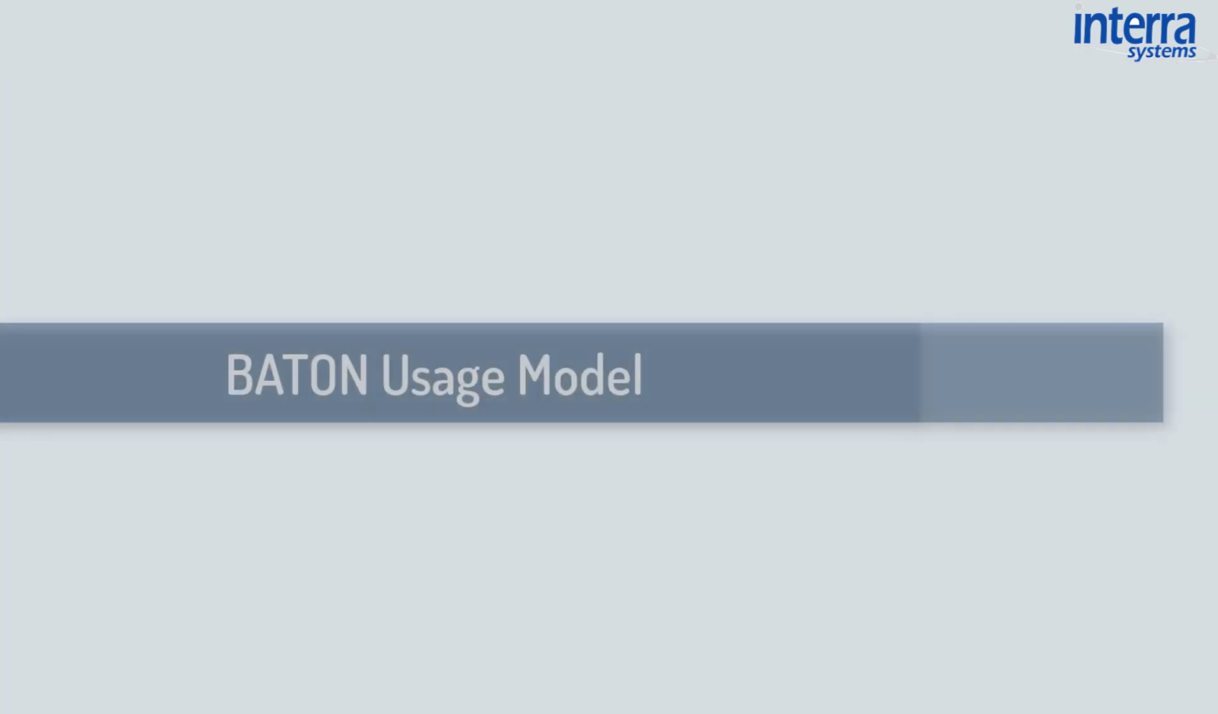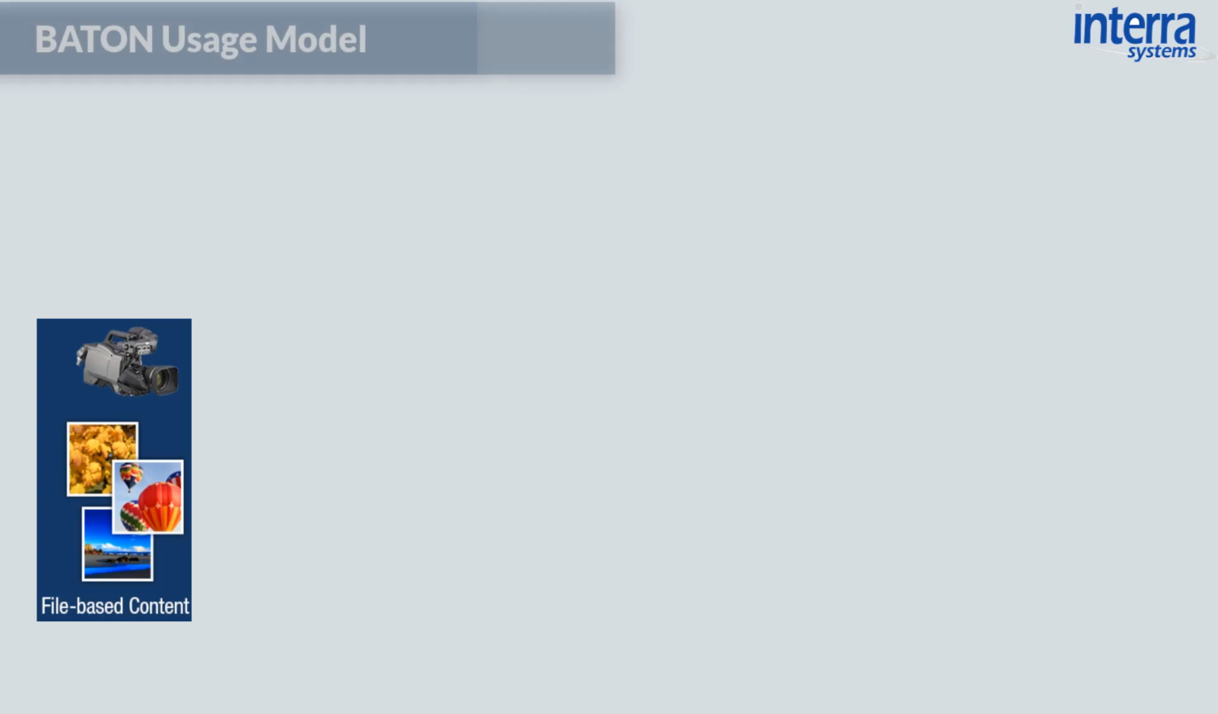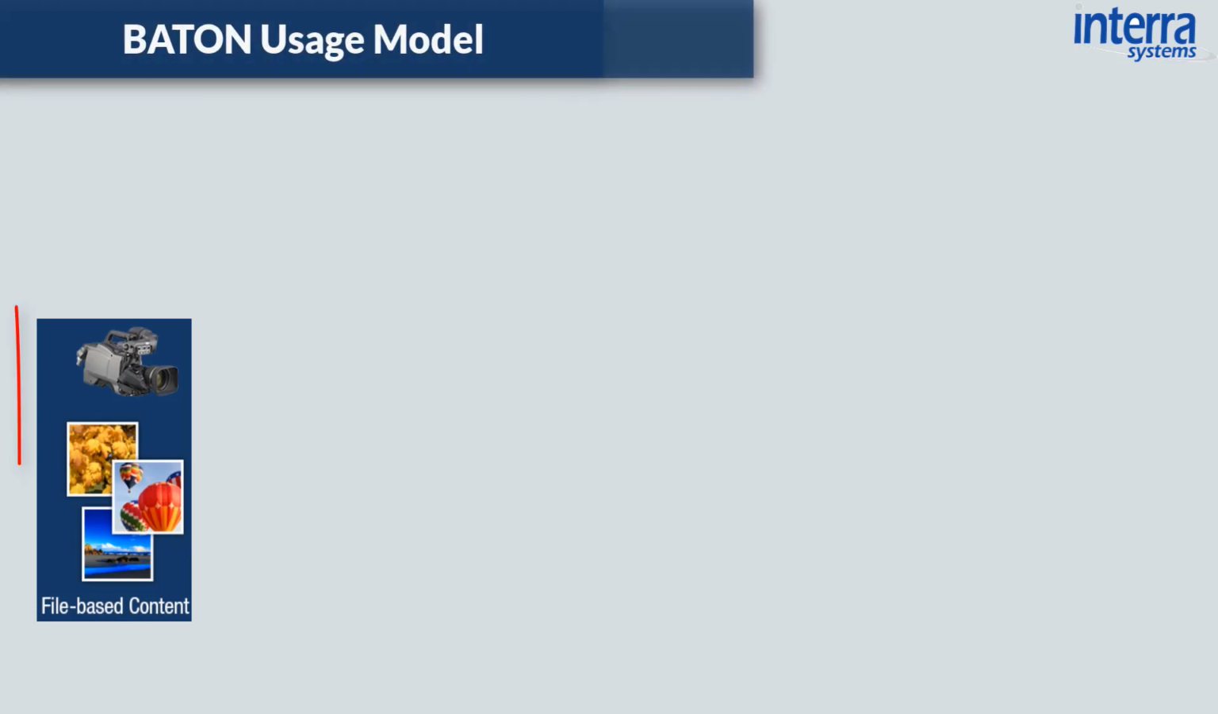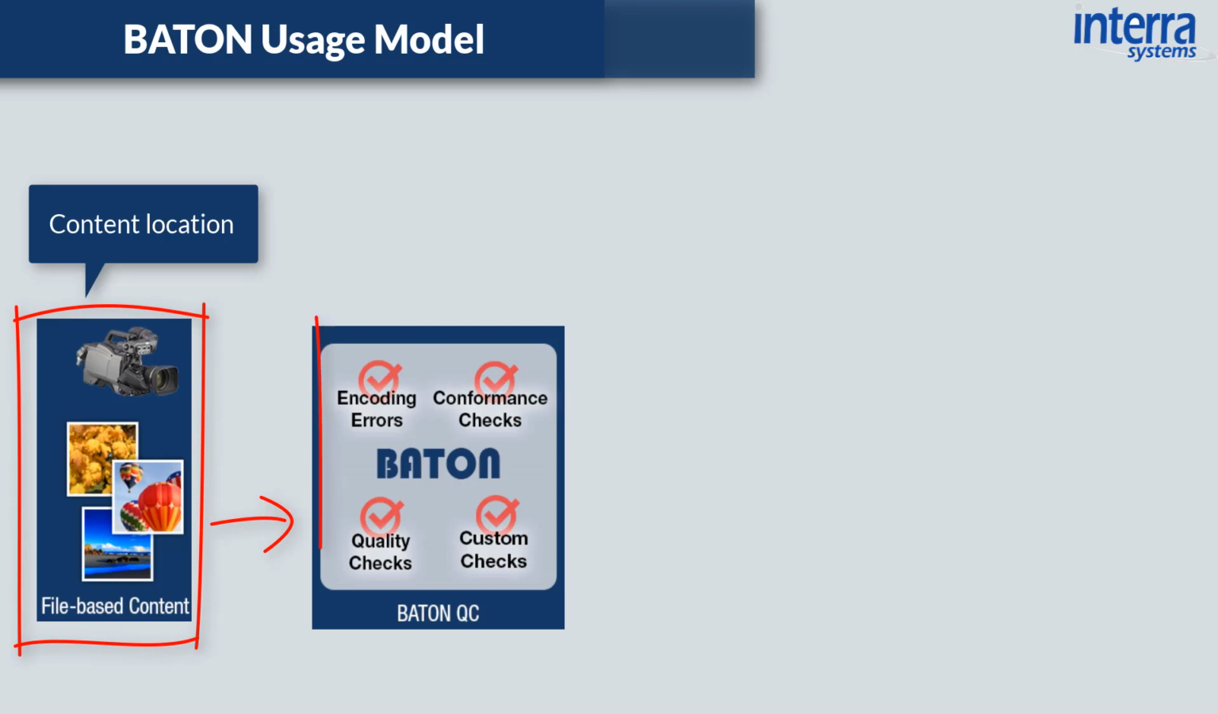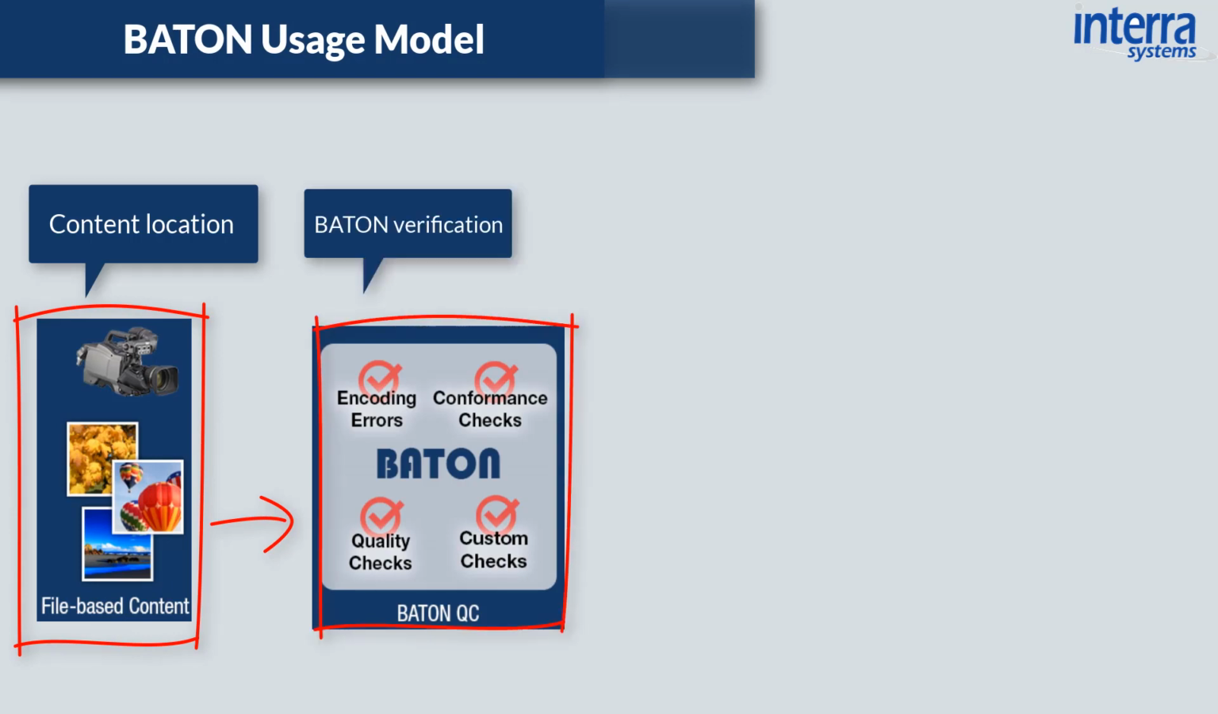Having understood what is BATON and how it can help you with your file-based QC needs, let's now look at the BATON usage model. BATON picks up the media files from the specified content location for QC. In the next step, BATON verifies the media files against the selected test plans or the checklist of specified parameters through auto or manual QC process.